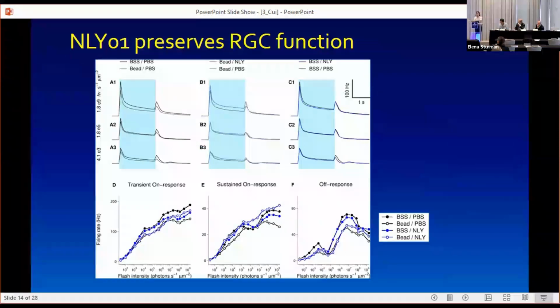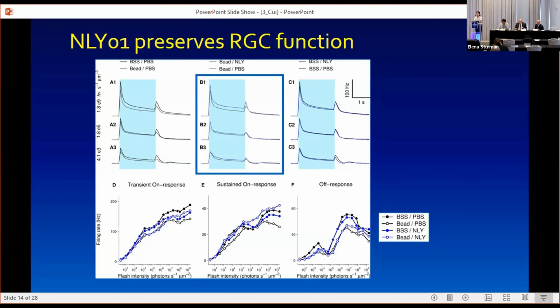Well, to answer that question, we decided to use multi-electrode array recording of isolated retinas that are dark adapted to look for retinal ganglion cell function and see if there's a rescue effect there. So in figures A through C, what you see is the response amplitude in response to different stimulation intensity, with the lowest intensity at the bottom and the highest intensity up top. If you look at figures A and D, what you see is that with bead injection, without the presence of NLY01 treatment, the response amplitude is decreased.